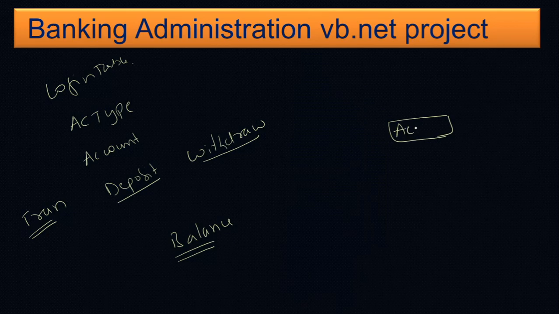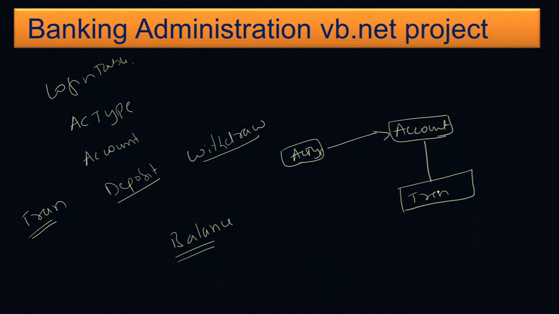The diagram will be something like this. Account table linked to account type. The account can do deposit and withdraw, so this is the transaction table. The account type is linked to the account, and the account is owned by the customer who will do the transaction. So this is the transaction table. Let's see how to create these tables in SQL Server.